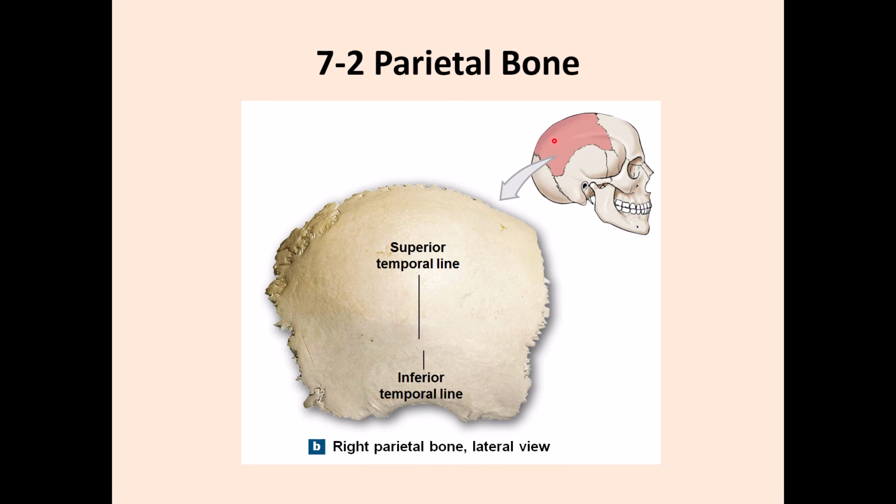Okay, so this is the parietal bone. There are two of them, located laterally and superiorly. There's not much going on there. This is a flat bone, and there are some lines here, which are difficult to see in this image. One is here, one is here. Different muscles attach to them, and they are called the superior and inferior temporal lines. Anteriorly, the parietal bone is attached to the frontal bone, posteriorly to the occipital bone, and inferiorly to the temporal bone.